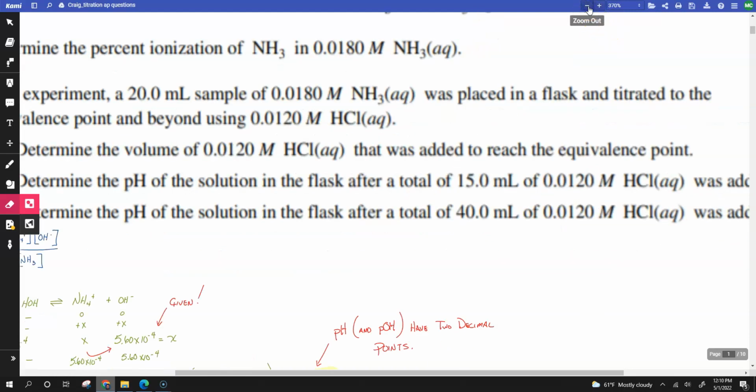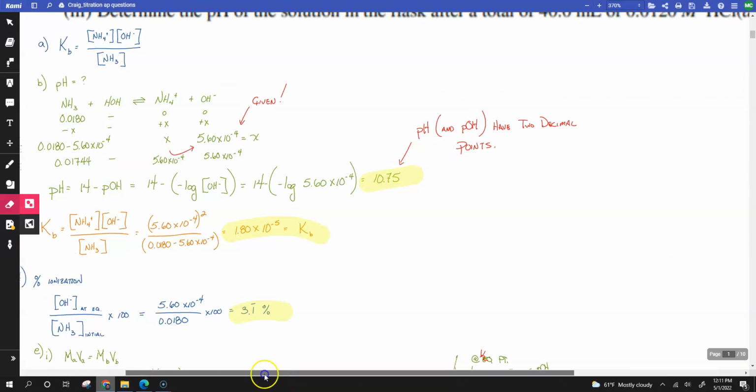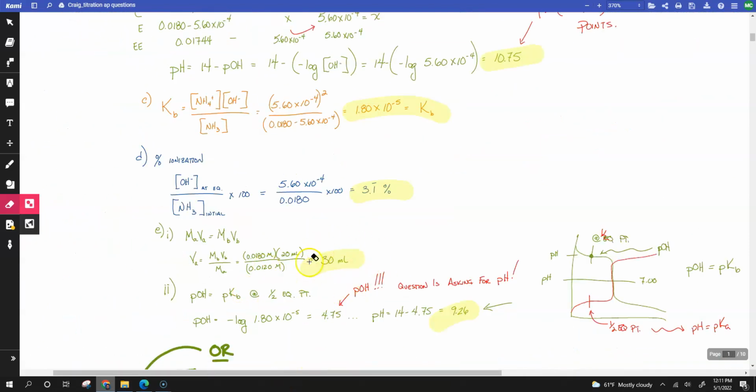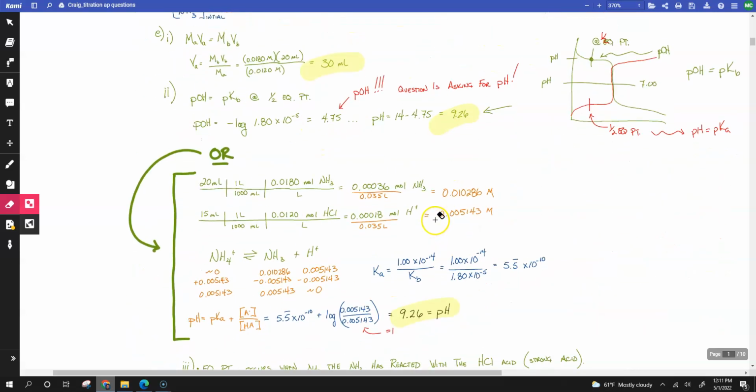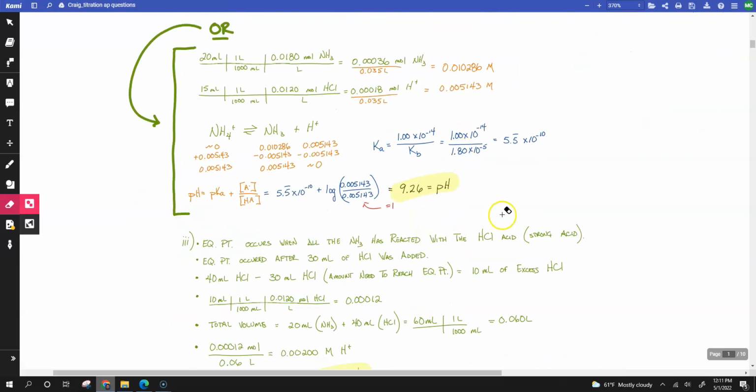You gotta accept it. All right, and then the last part here, part three, says determine the pH of the solution in the flask after 40 milliliters of the 0.012 molar HCl has been added. So recall that we said that you need 30 milliliters of the strong acid to reach the equivalence point. At that point, the moles of the hydrogen ions are equal to the moles of the ammonia, NH3, and at that point, all of the ammonia is gone. It's gone. You might say to yourself, well, it's at equilibrium. Yeah, okay. There might be one that comes back or two, but essentially it is gone.